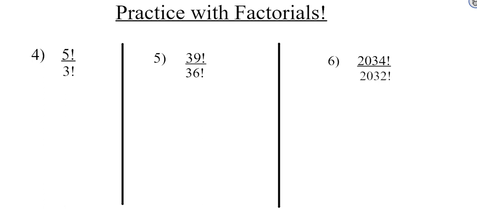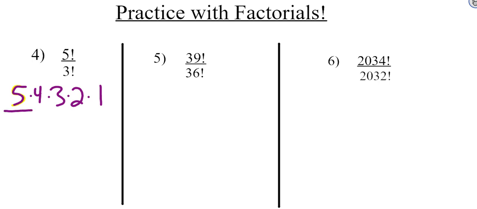Factorial means this. 5 factorial means 5 times 4 times 3 times 2 times 1. We stop at 1. Otherwise, we would just keep writing times 0 times negative 1, and we don't want to do that. So 5 times 4 times 3 times 2 times 1, that is what 5 factorial means.